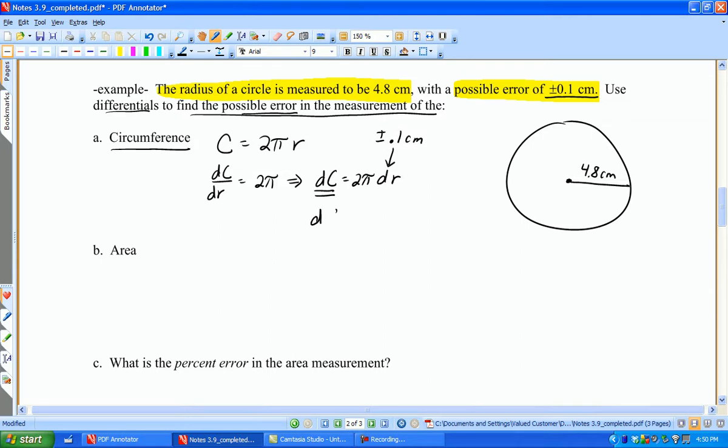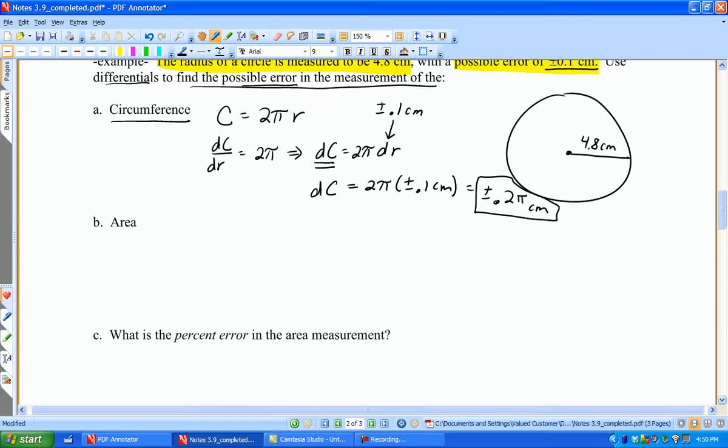So then dc, the error in the circumference, would be equal to 2 times pi times plus or minus 0.1 centimeters. Or in other words, plus or minus 0.2 pi centimeters. That's the approximate amount that my circumference could be off by based on the fact that I could be off in my radius measurement by plus or minus 0.1 centimeters.